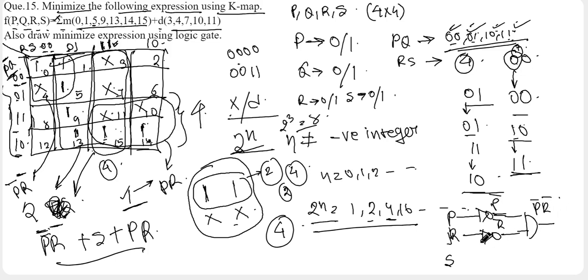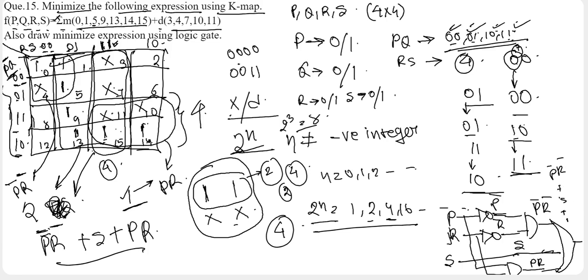In order to get s, we will just write s, and to get p and r, we will pass p and r through an AND gate. It will give us pr, and it will give us s. And if we pass these three inputs through a 3 input OR gate, we will get p bar r bar plus s plus pr. So this will be our logic gate expression, and this is our final boolean expression.